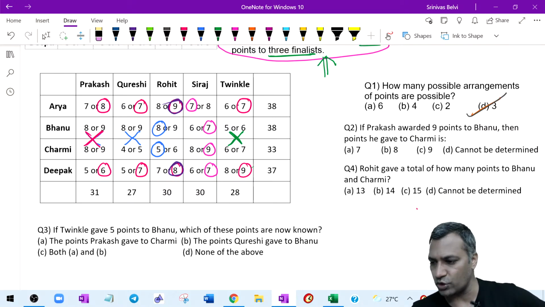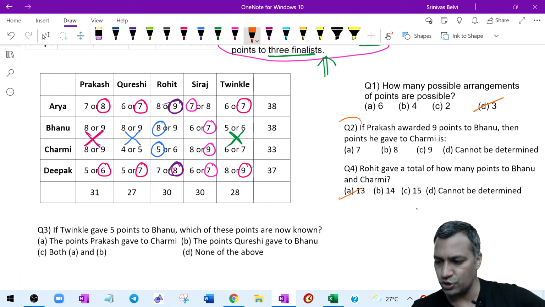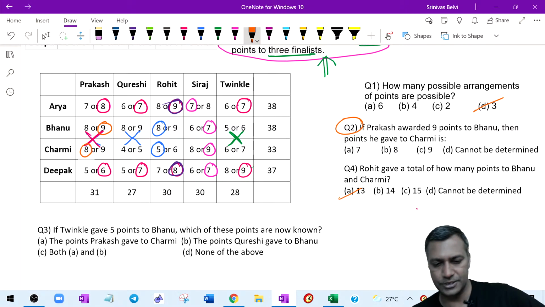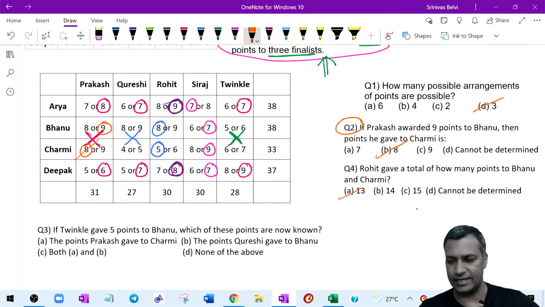Okay, coming back to question number 2. If Prakash awarded 9 points to Banu, then how many points did he give to Charmi? Let's do this question. Prakash awarded 9 points to Banu. So this is 9, then automatically this becomes 8. Interrelated, 8, a straightforward question, because 9 and 8 go together in that particular question. Fair enough. That's the second question.